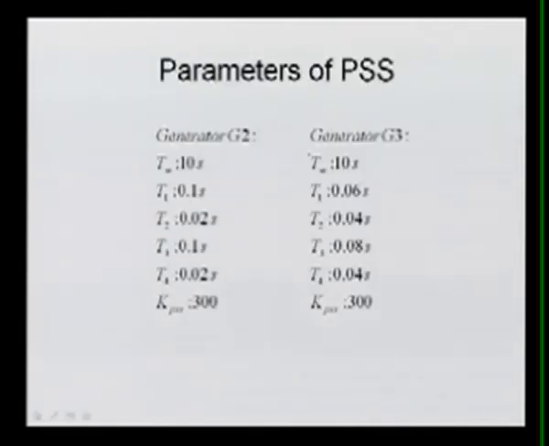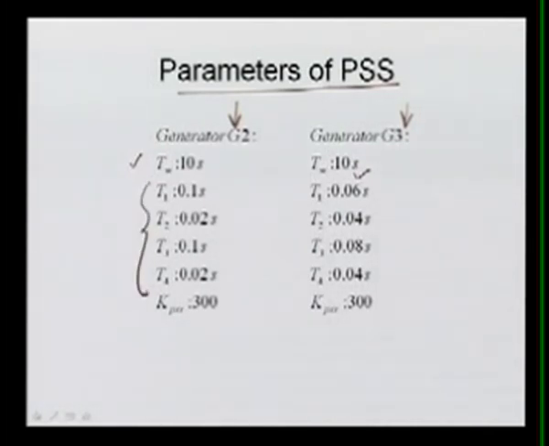Now, the PSS parameters that have been used: we are using the PSS at generator 3 and generator 4, because generator 1 and generator 2 are very close together, synchronizing at one bus. Here generator 3 and generator 4 are together. So we have taken the washout filter time constant TW as 10 seconds, and this is also 10 seconds. These are basically the time constants for the power system stabilizer.